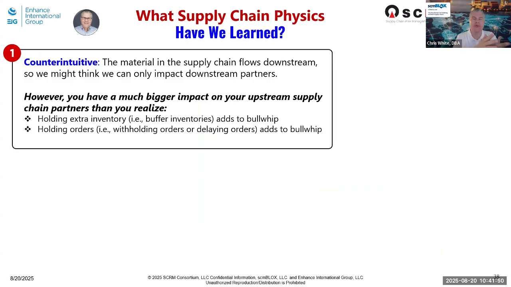So that's counterintuitive. We typically think that because material is flowing down the supply chain, I'm only impacting the companies that I'm sending materials to. That's not the case. It's reverse. We're actually hurting the upstream part of the supply chain.